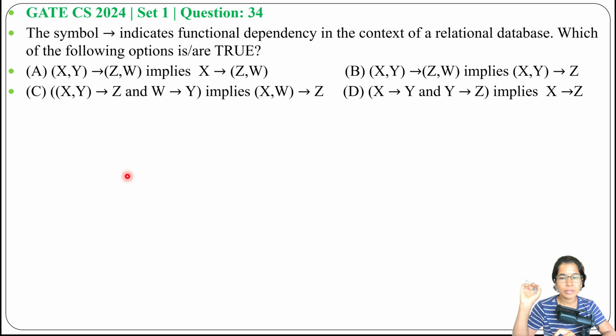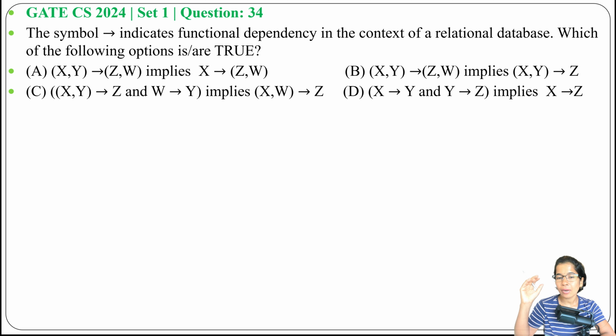Hey everyone, let's solve one previous question of DBMS. This question was asked in GATE CS 2024 set 1 question number 34. The symbol implication indicates functional dependency in the context of relational database. Which of the following options is or are true? Four options are given.